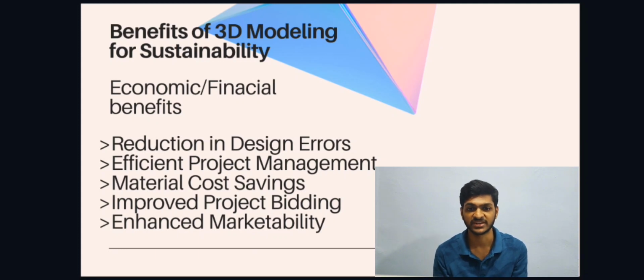So my next point is efficient project management. The reason I'm saying this is because 3D models enhance project management by providing a clear and detailed overview of the project. This facilitates better coordination among the stakeholders of the company, and also the architects, engineers, contractors, and also the clients. Efficient scheduling and sequencing of tasks are also possible.